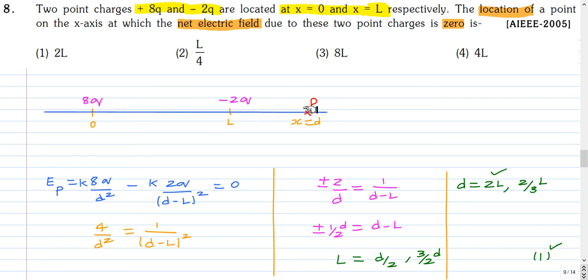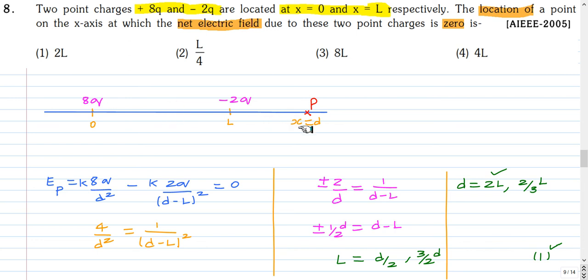If you take a location right of these two charges, the electric field due to 8q will be towards right and the electric field due to minus 2q will be towards left, so it's possible to cancel somewhere here. But in between, the electric field due to 8q will be towards right and the electric field due to minus 2q will also be towards right. So it's not possible for the electric field to become 0 in between the two charges.